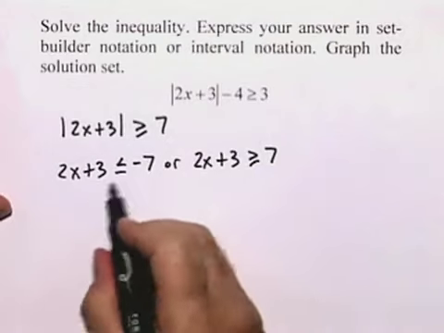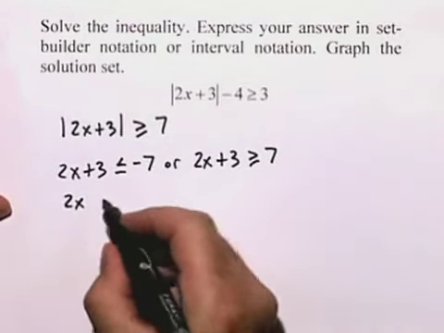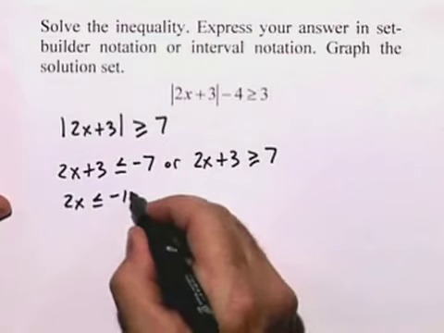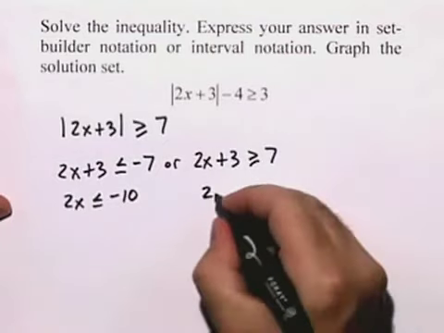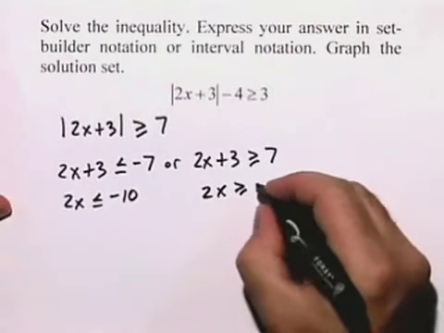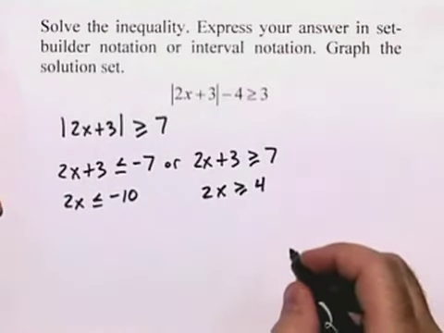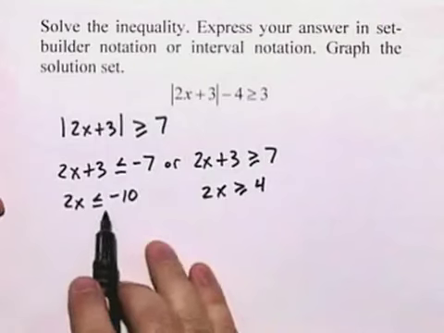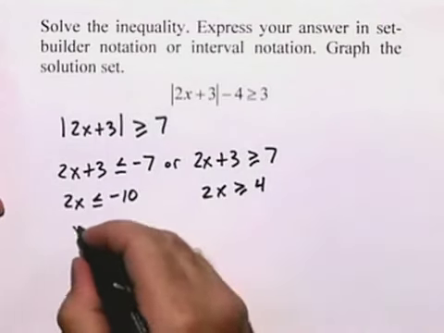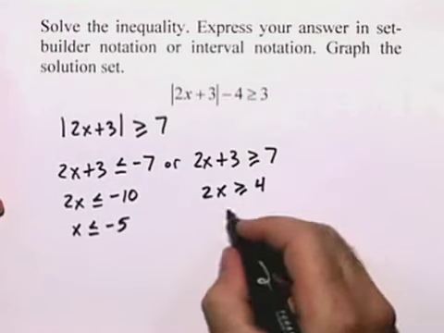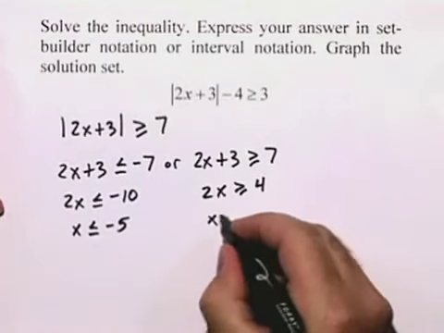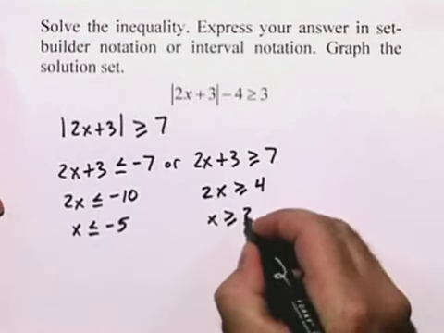We'll subtract 3 from both sides to get 2x is less than or equal to negative 10. Same thing here, we'll subtract 3 from both sides. We'll get 2x is greater than or equal to positive 4. Divide both sides of the inequality by 2. That gives us x is less than or equal to negative 5. And if we divide both sides of this inequality by 2, we'll get x is greater than or equal to 2.